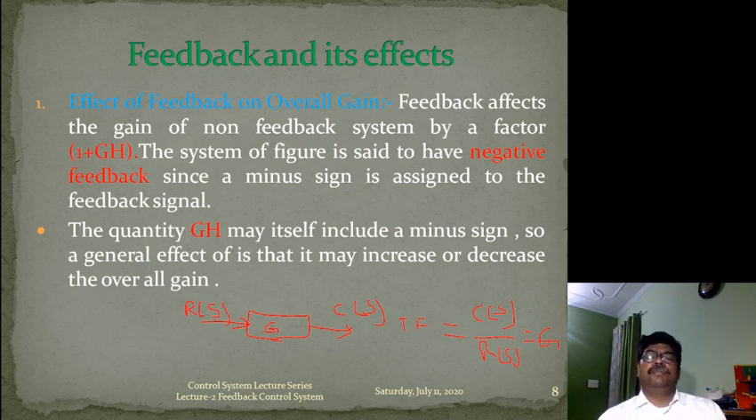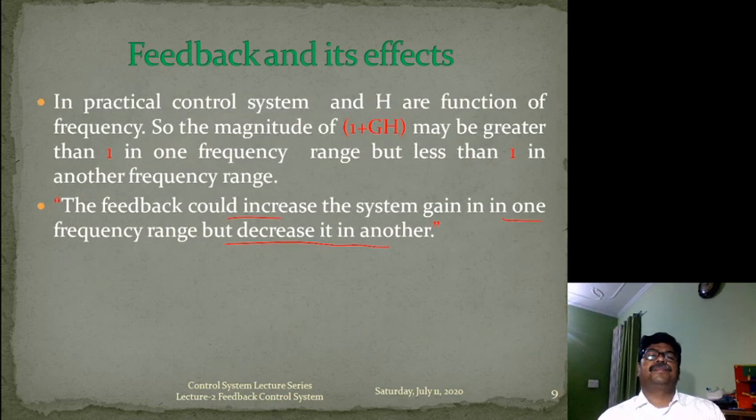So this GH may include a minus sign, so in general it can increase or decrease the overall gain of the system. In one range of frequency the factor may be greater than 1, in another range of frequency it may be less than 1. So we can conclude that feedback could increase the gain in one range of frequency but decrease it in another range of frequency.